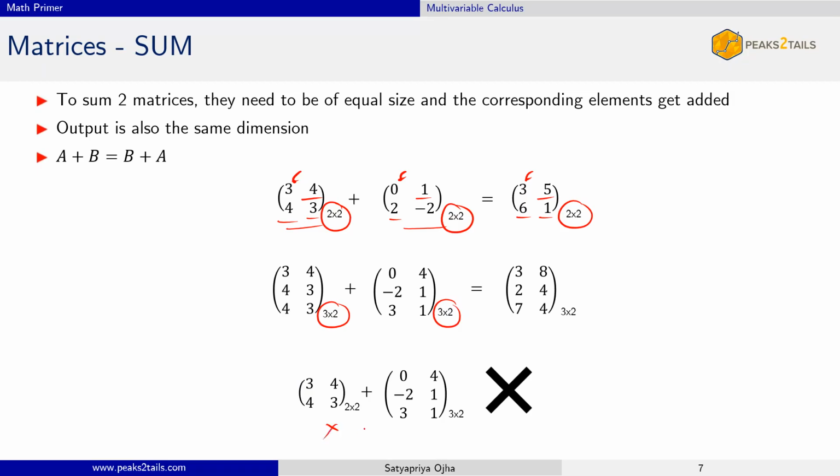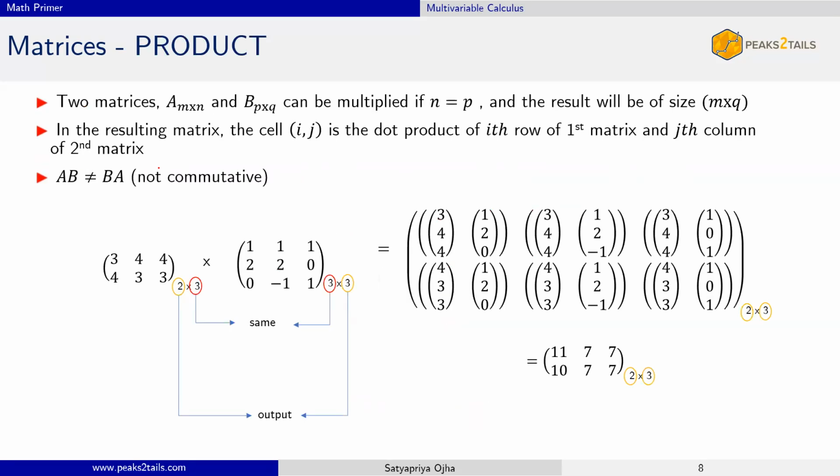And this does not work because this is a 2 by 2, this is a 3 by 2. You cannot add them. And the other idea is it is commutative. So A plus B is same as B plus A. A and B are matrices. No issues there. Okay. Next, all of these operations, ever since NumPy was created, NumPy revolutionized Python. All these vector and matrix operations are just one single command and super, super fast. Okay, we'll talk all about that later.